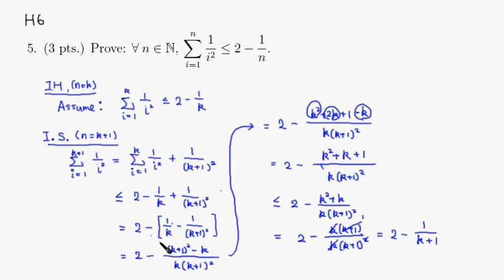It's a kind of long chain of inequalities, but we can see that this initial summation is less than or equal to 2 minus 1 over k plus 1, which fits exactly the inequality we have here. All right, that's it. I hope that this will get you going.